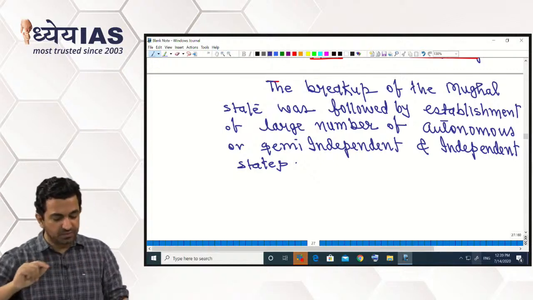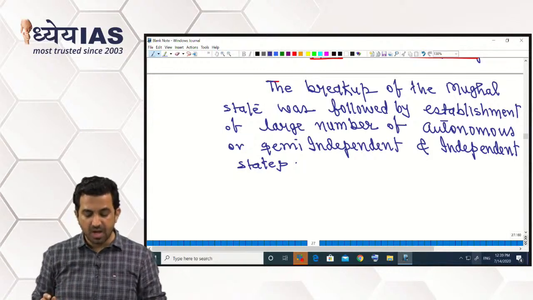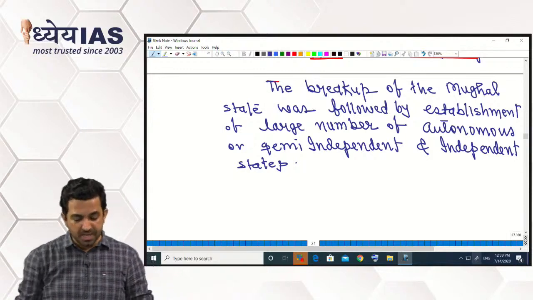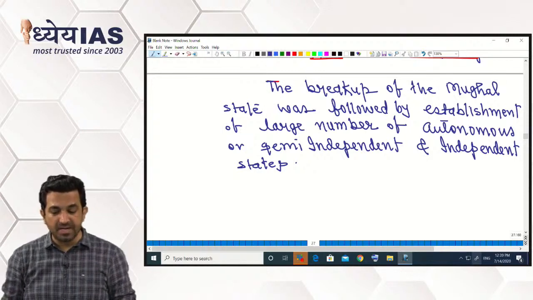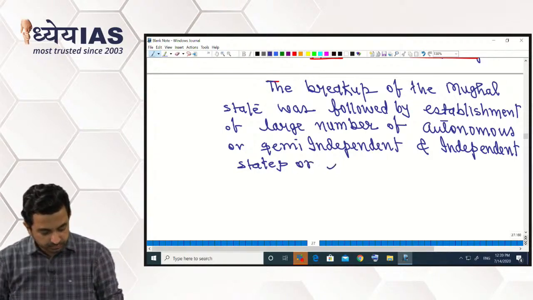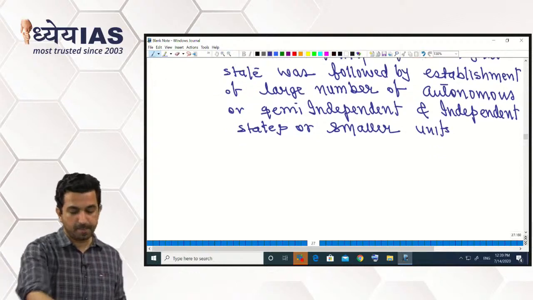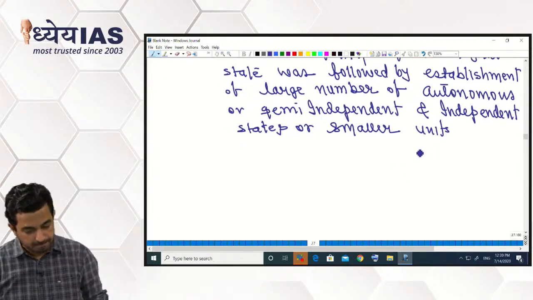So the breakup of the Mughal state was followed by the establishment of a large number of autonomous, semi-independent and independent states, or smaller units.